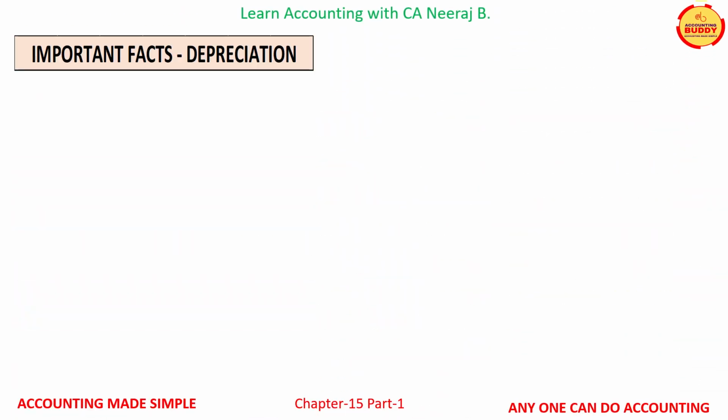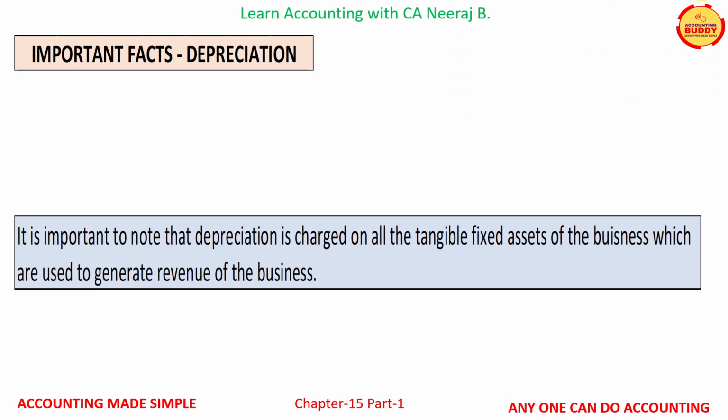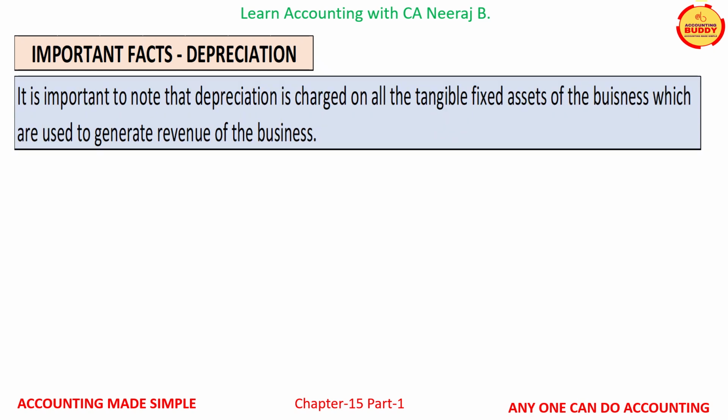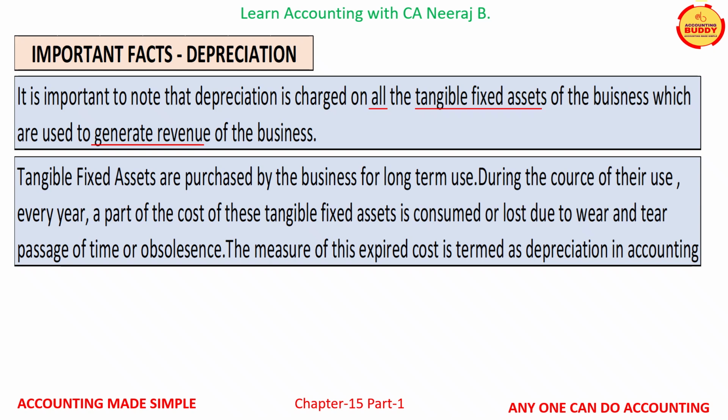Let us understand few important facts about depreciation. It is important to note that depreciation is charged on all the tangible fixed assets of the business which are used to generate revenue of the business. Tangible fixed assets are purchased by the business for long-term use. During the course of their use, every year a part of the cost of these tangible fixed assets is consumed or lost due to wear and tear, passage of time or obsolescence. The measure of this expired cost is termed as depreciation in accounting.